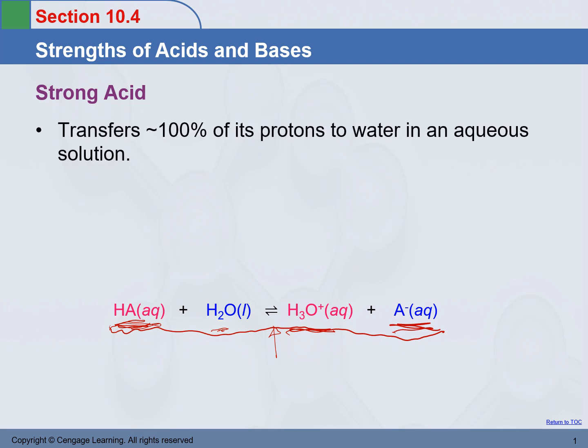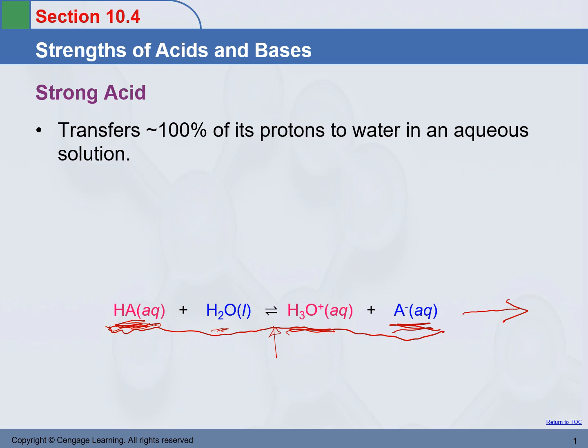Well, strong acid. A strong acid is an acid that can transfer 100% or close to 100% of its protons to water. If that is the case, if this HA is a strong acid, by definition, it gives up all of its protons to water, which means this equilibrium favors far to the right, which means this is basically not an equilibrium. It is a one-way reaction.